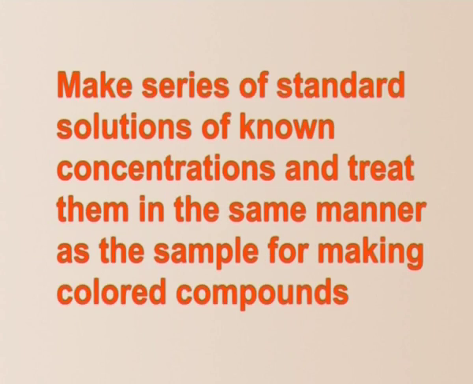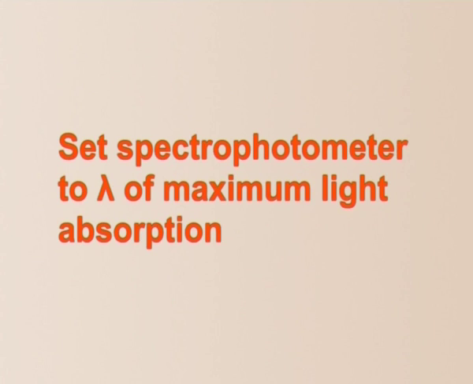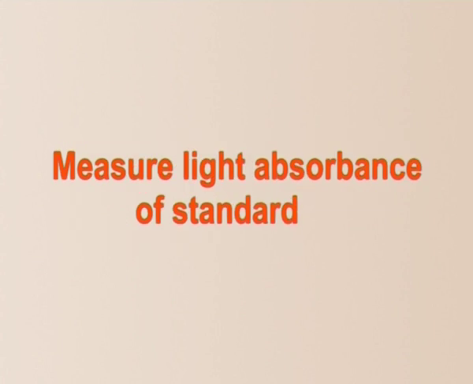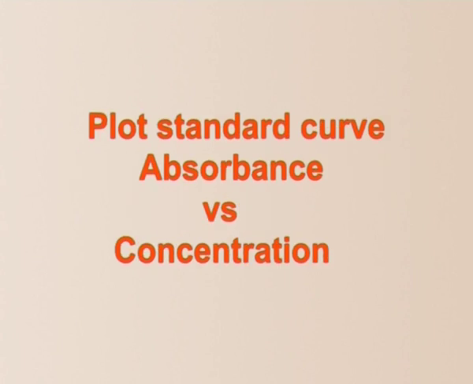Make a series of standard solutions of known concentrations and treat them in the same manner as the sample for making colored compounds. Set the spectrophotometer to lambda of maximum light absorption. Measure light absorbance of the standards. Plot a standard curve, absorbance versus concentration.